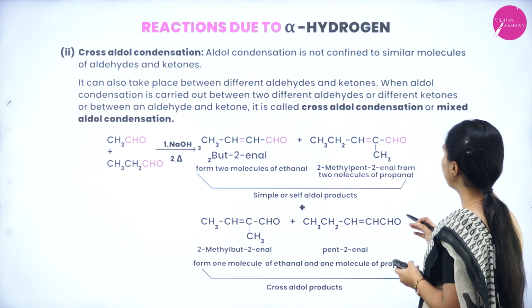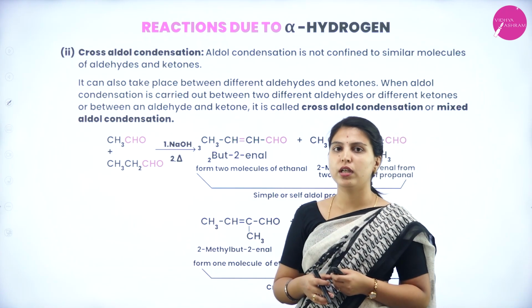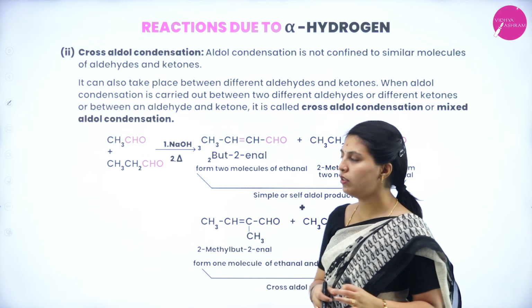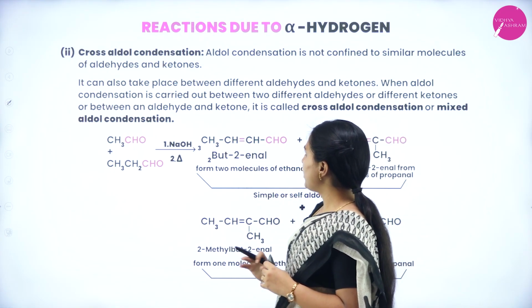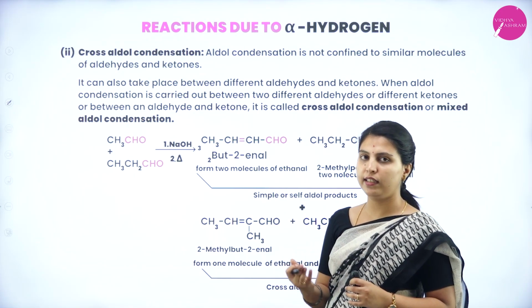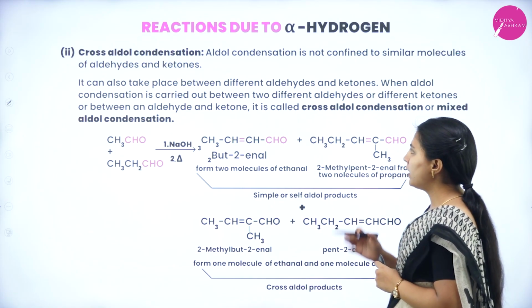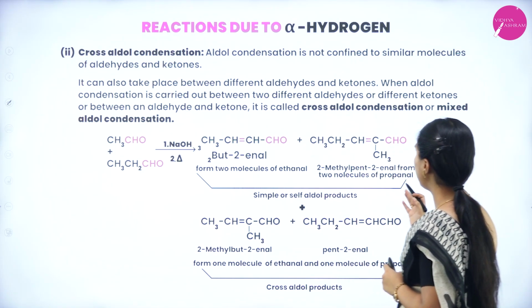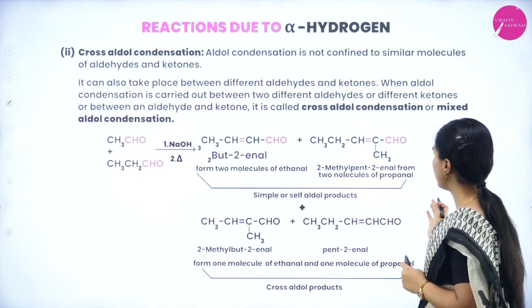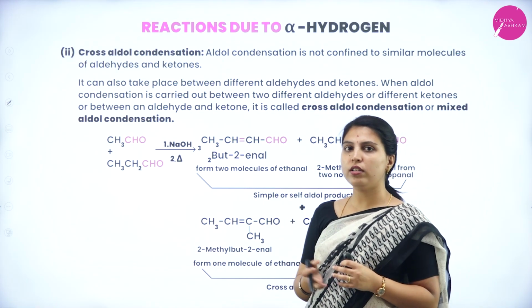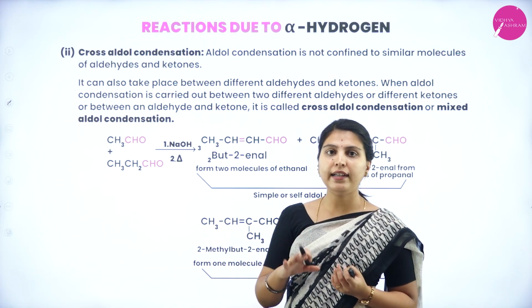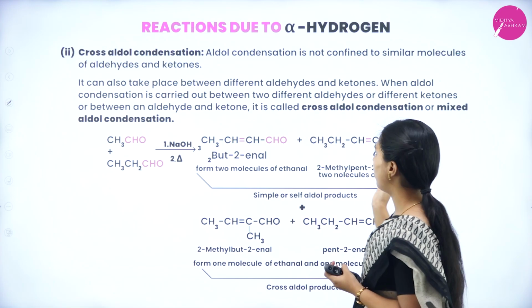Aldol condensation is not confined to similar molecules of aldehydes and ketones. It can also take place between different aldehydes and ketones. We will see this cross aldol condensation with different aldehydes and different ketones. When aldol condensation is carried out between two different aldehydes, or two different ketones, or between an aldehyde and a ketone, it is called cross aldol condensation or mixed aldol condensation.